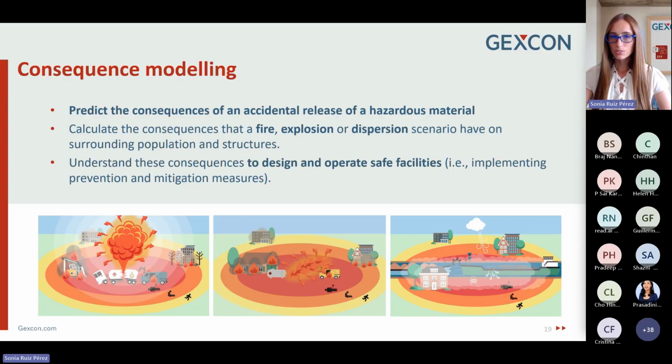At the end, the type of questions that we want to answer with consequence modeling is, for instance, what's the extent of this jet fire? Will it reach this vulnerable area? There's a school, an urban area, a hospital. Are all these vulnerable areas exposed to potential fires or explosions? So this is the type of information that we would gather from a consequence modeling study.